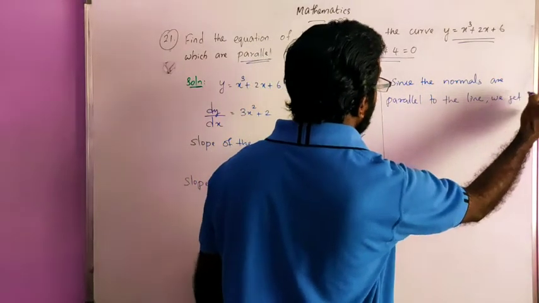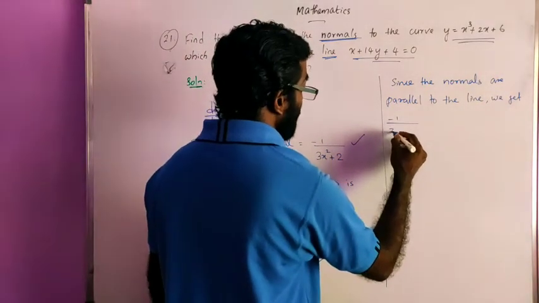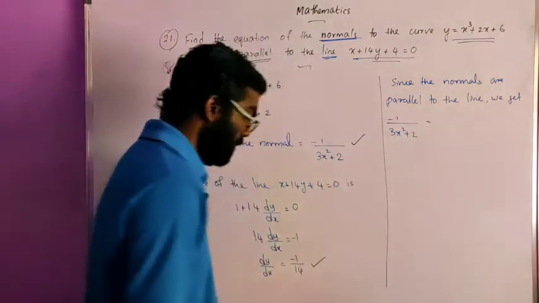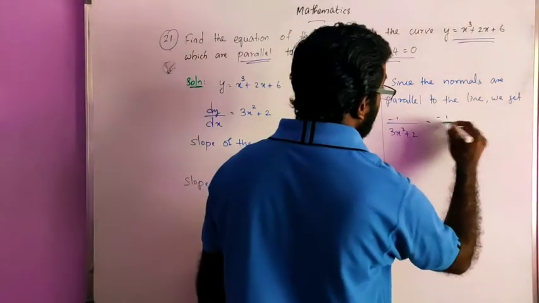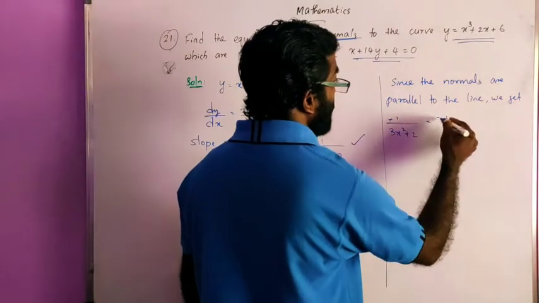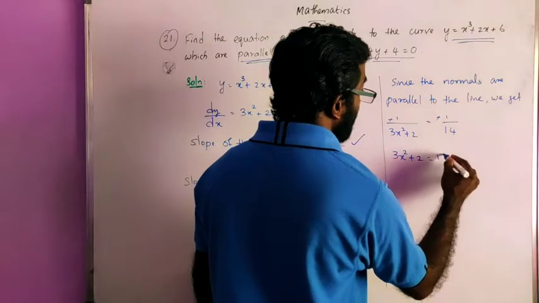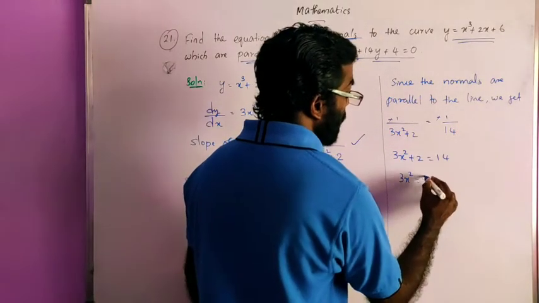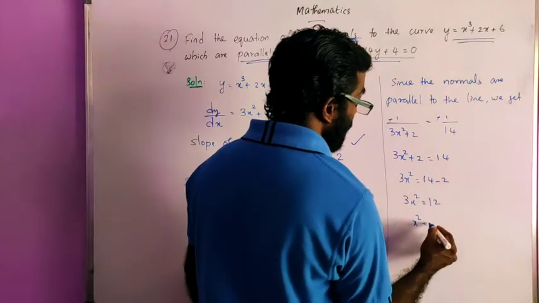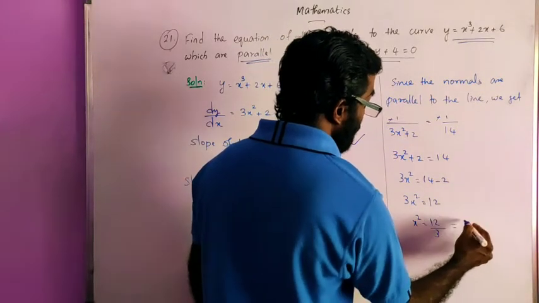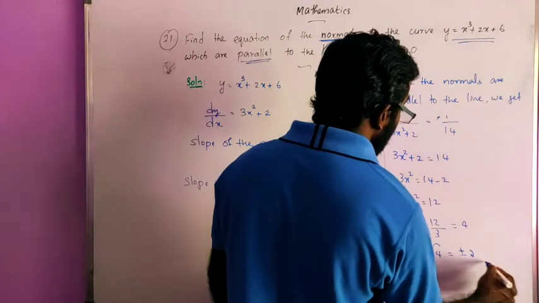we get slope of the normal, that is minus 1 by 3x square plus 2 which is equal to, here it is minus 1 by 14. Slope of the line is minus 1 by 14. We can cancel this minus sign and we can take the reciprocal. It becomes 3x square plus 2 is equal to 14 and 3x square is equal to 14 minus 2, 3x square is equal to 12 or x square is equal to 12 by 3 which is equal to 4 and x equal to square root of 4 which is equal to plus or minus 2.